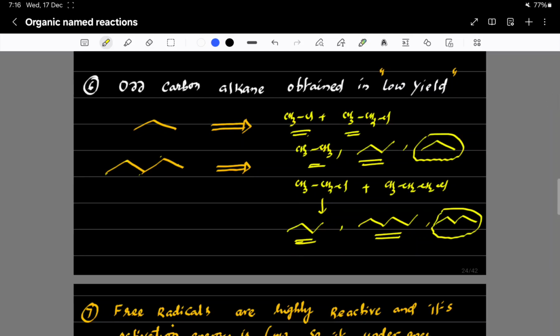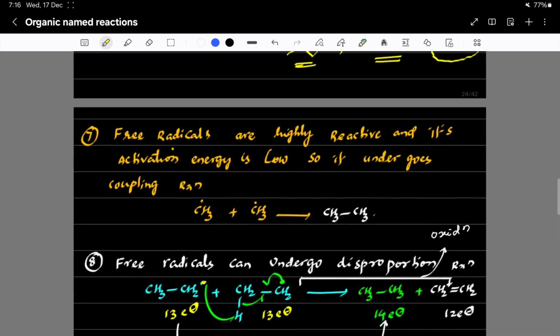Okay, now, right. Now, 7th point, student. Free radicals are highly reactive and their activation energy, some books give as 0 only. But right, activation energy is not equal to 0, student. Generally, the activation energy will be low, so it undergoes a coupling reaction.